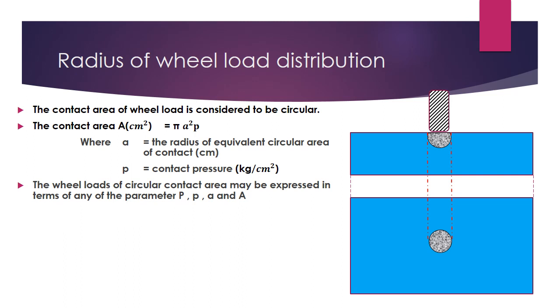Capital P will be our wheel load, then small p will be our contact pressure. Small a is the radius of the equivalent circular area of contact. Capital A is our area of contact. Now the radius of wheel load can also be calculated as: the radius is equal to root over capital P divided by small p, which is the pressure, into pi.